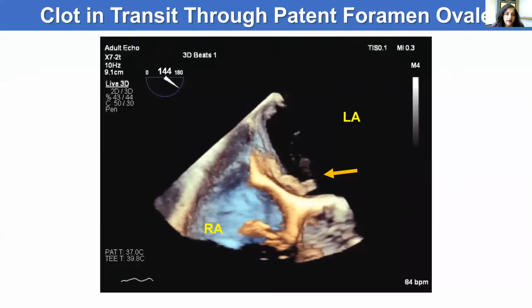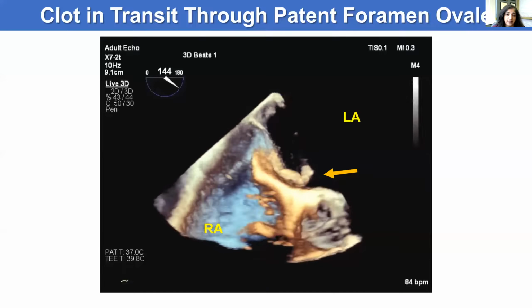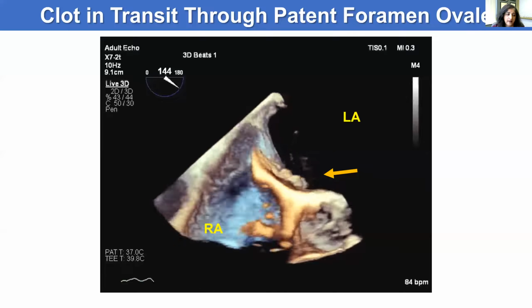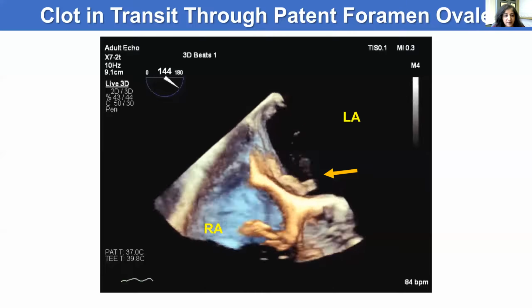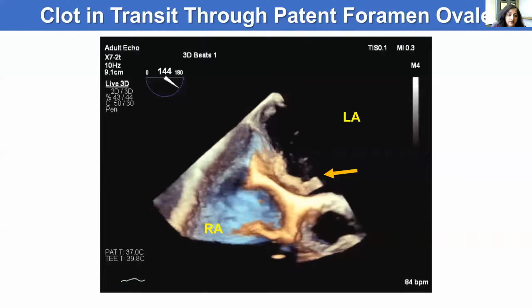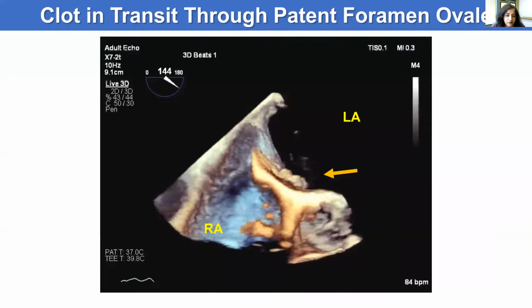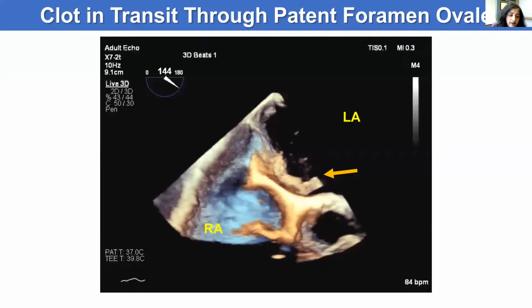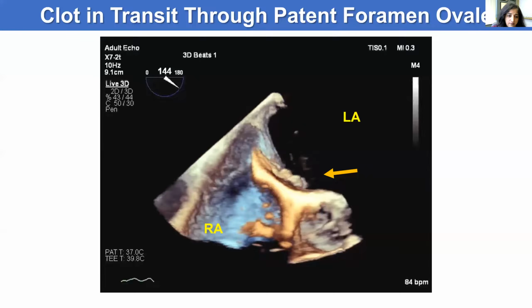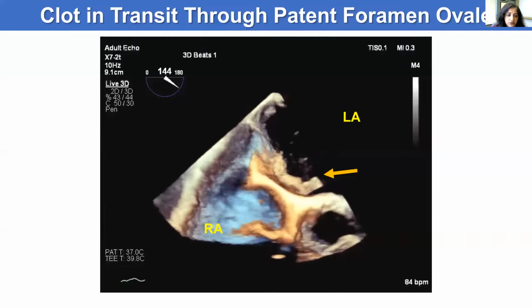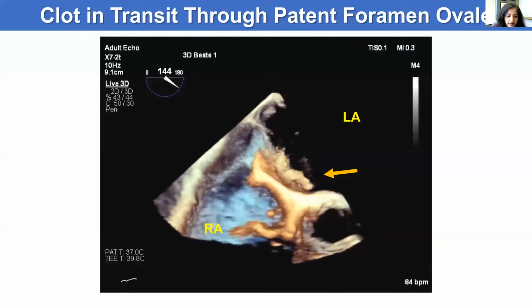And then here you see in 3D a clot in transit through a patent foramen ovale. We saw a fair number of these in the last year with COVID and the sort of pro-inflammatory hyperthrombotic state that the COVID virus created. And this is a TEE from a patient who did have COVID and who has this clot that is in between the patent foramen ovale.